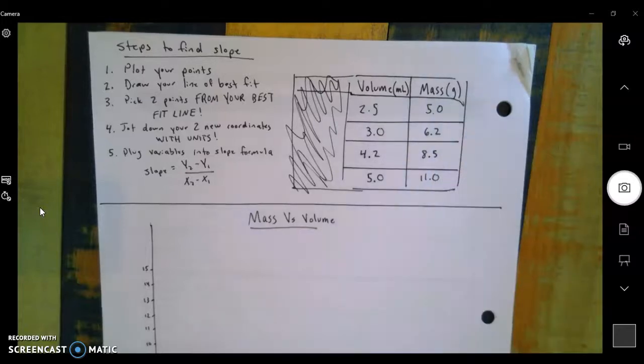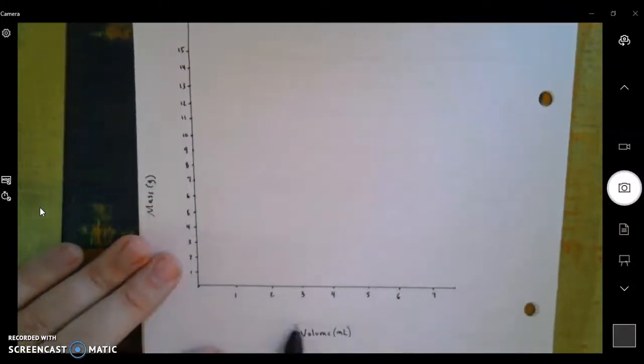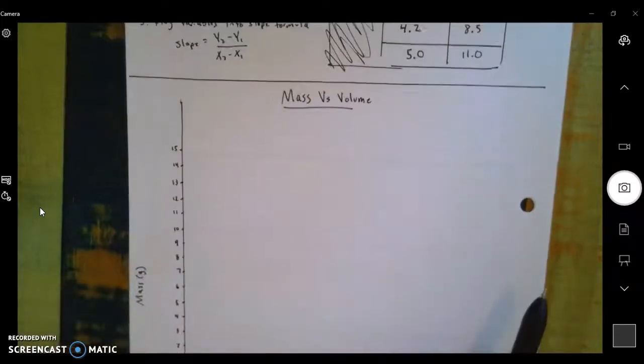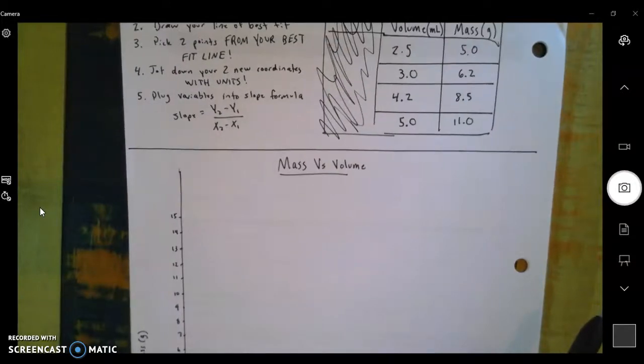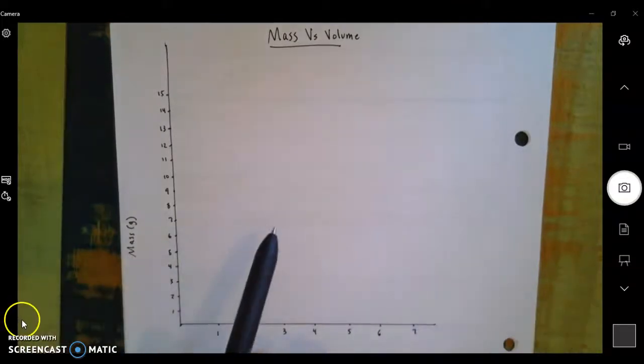So we're going to start by plotting our points. My volume is down here on the x-axis, and my mass is on the y-axis. So when I plot these points, my first point is going to be 2.5 and 5. So I want to go to 1 second.